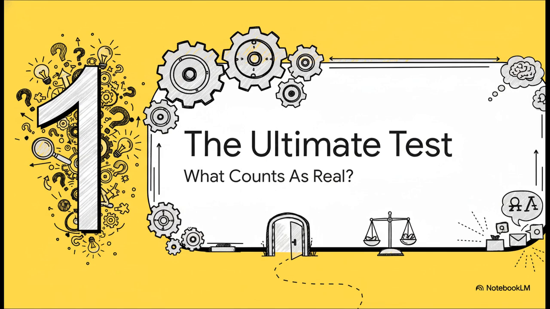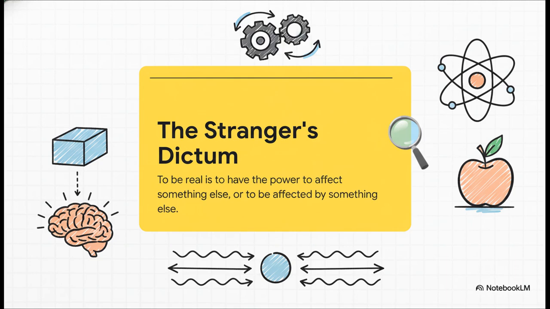Okay, so how do we even begin to sort this out? We can't just go with our gut feeling. We need a tool, a clear philosophical test that helps us figure out what gets the stamp of real in our universe. And lucky for us, we can borrow a really powerful idea from way back. I'm talking Plato's dialogue, The Sophist. It's called the stranger's dictum, and it is so elegant and simple. It just says this: to be real is to have the power to affect something, or to be affected by something. That's it. To cause or be caused. Let's call this our ultimate existence test.